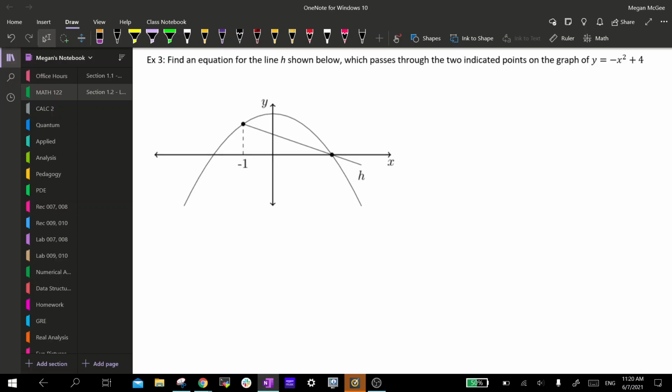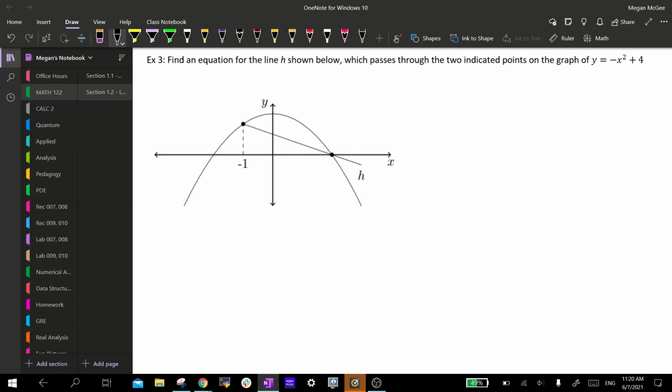Alright, so example 3, find an equation for the line h, that is this line right here, which passes through two indicated points on the graph of y is equal to negative x squared plus 4. So that's this upside down parabola that's happening here. Okay? So you might say, well, wait a second, we're not given 2 points. And you would be correct. We are not explicitly given 2 points. However, we are able to figure them out from the information we have been given.